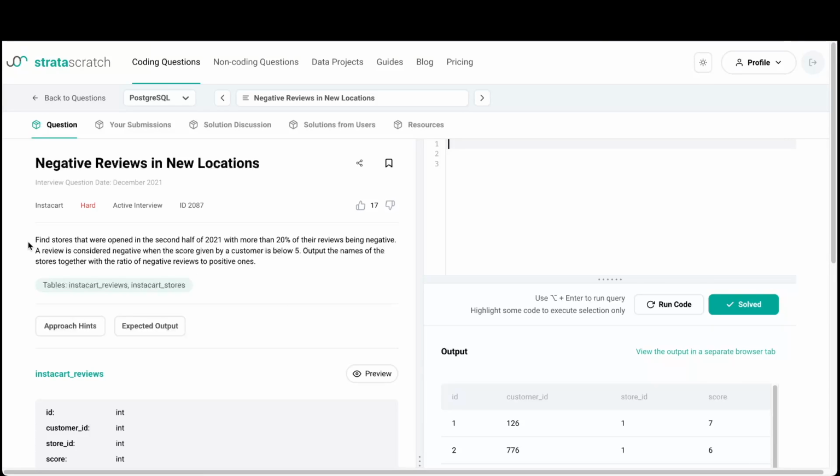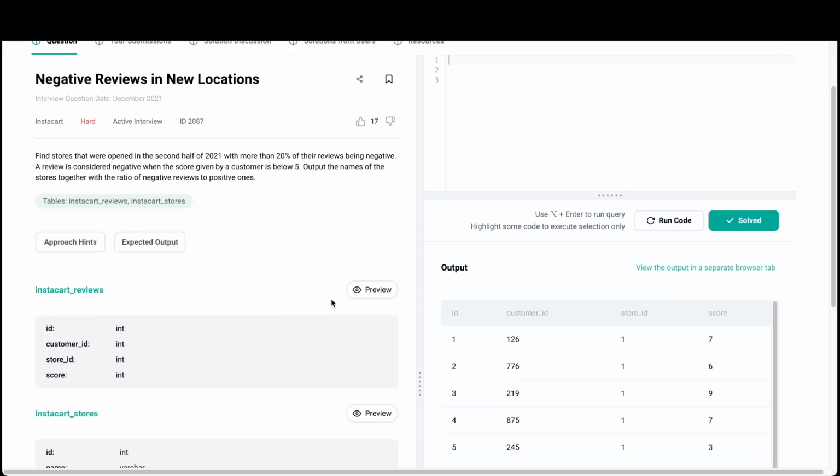The question asks us to find stores that were opened in the second half of 2021 with more than 20% of their reviews being negative. A review is considered negative when the score given by the customer is below 5. Output the names of stores together with the ratio of negative reviews to positive reviews.